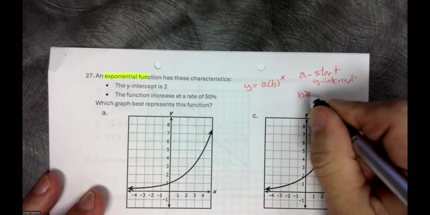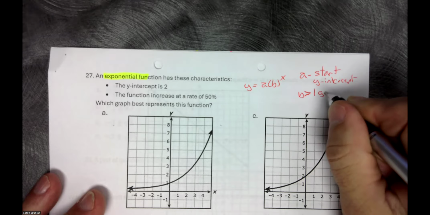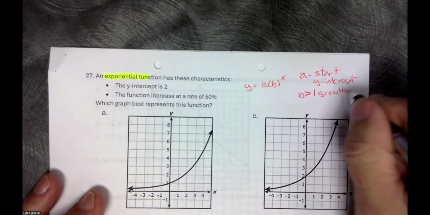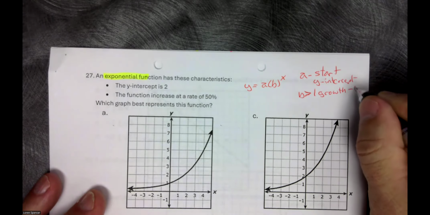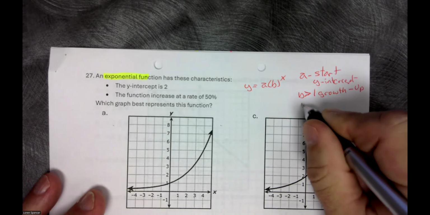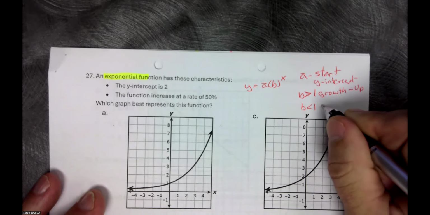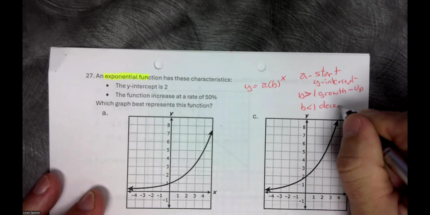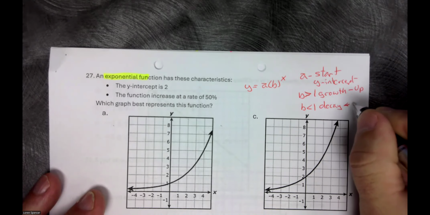equals, if b is greater than 1, we have growth. If we have growth, it's going up. If b is less than 1, we have decay, and it's going down.